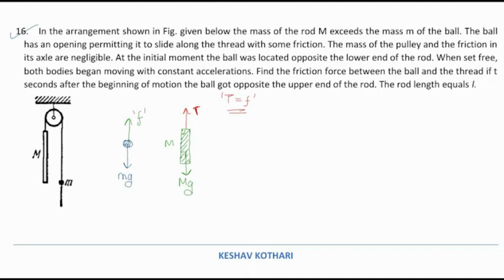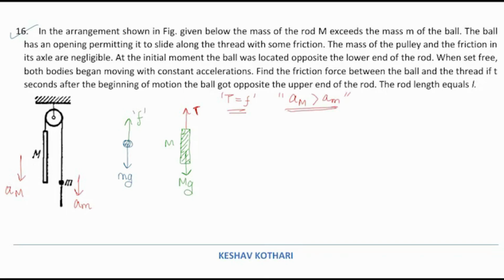From the language of the problem, if the ball needs to get ahead to the other end of the rod, it is important that the acceleration of the rod, of mass capital M, and that of the ball, of mass small m, satisfy a condition. It is obvious that the acceleration of the rod must be greater than the acceleration of the ball, otherwise it is not possible for the ball to reach the other end of the rod.